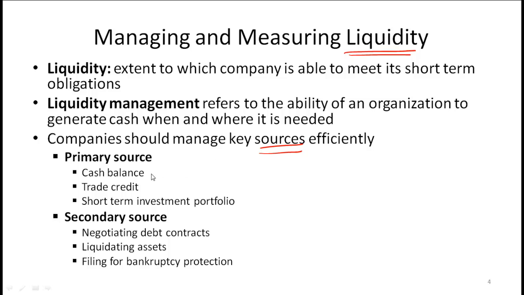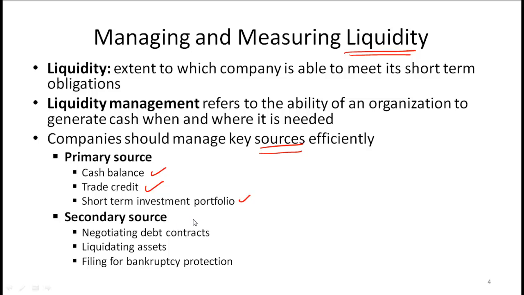The primary sources include your cash balance, your trade credit. So when you buy from your suppliers, the credit that you get is trade credit. And short-term investment portfolio: any cash or money that a company has that's not needed for daily transactions should be stored in a short-term investment portfolio. So it should still be fairly liquid. More on this later. Secondary sources include negotiating debt contracts.